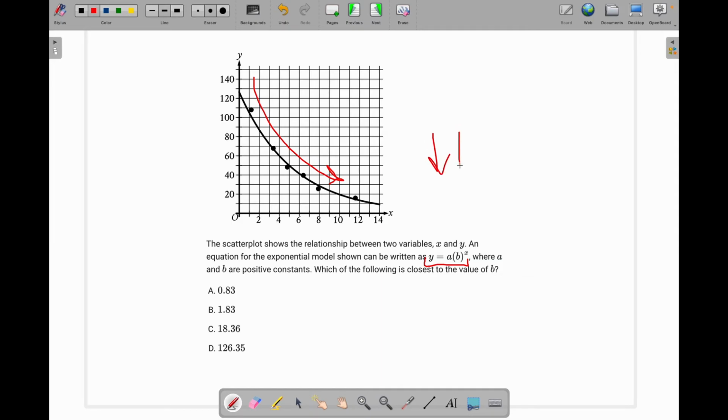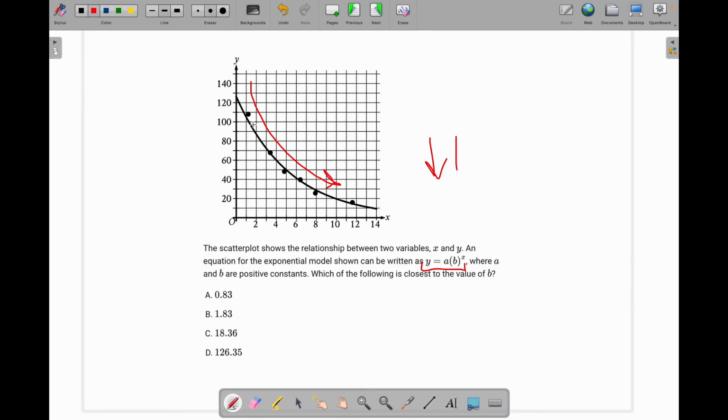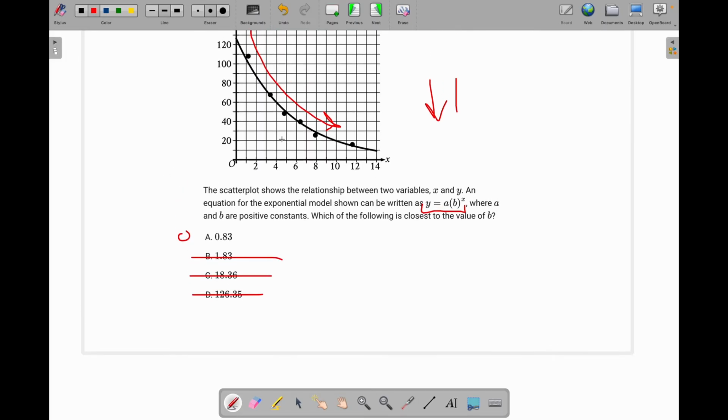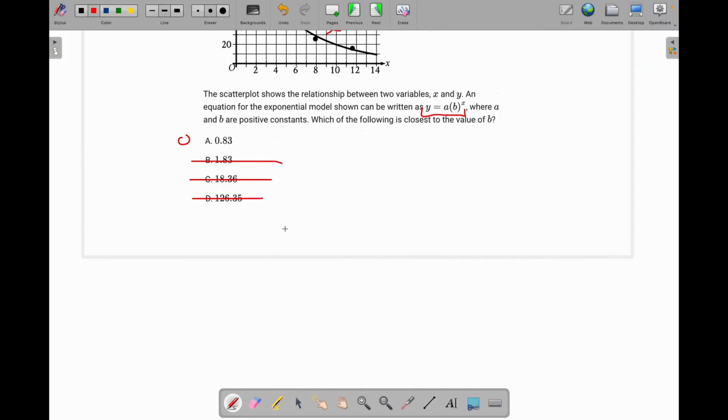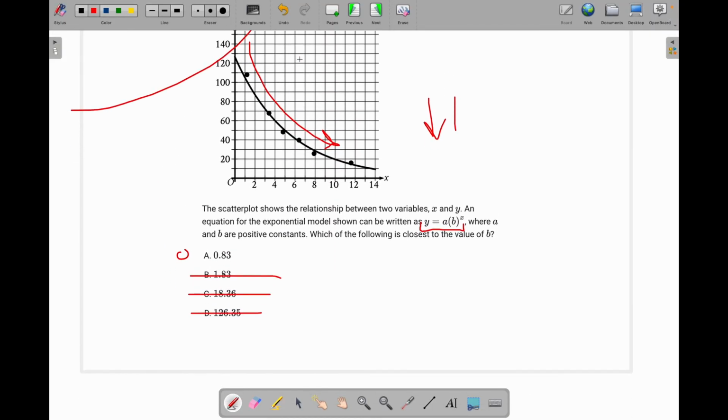Meaning you can go through each of these points and figure out the percent difference, but let's just look at the answers. A is a possible answer because that's less than 1. B isn't less than 1. C isn't less than 1, and D isn't less than 1. B, C, and D all mean that this is going to be increasing exponentially like this. But A shows us that it's going to be decreasing like that, meaning A is going to be our answer.